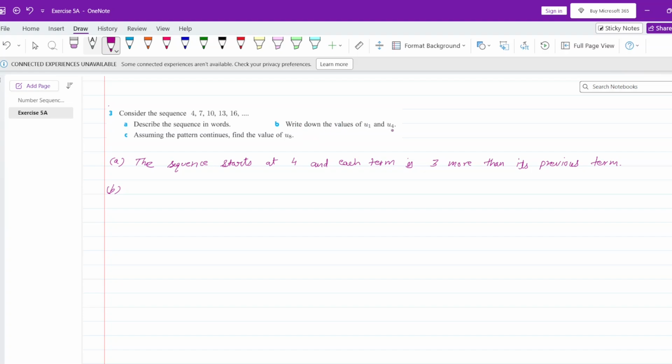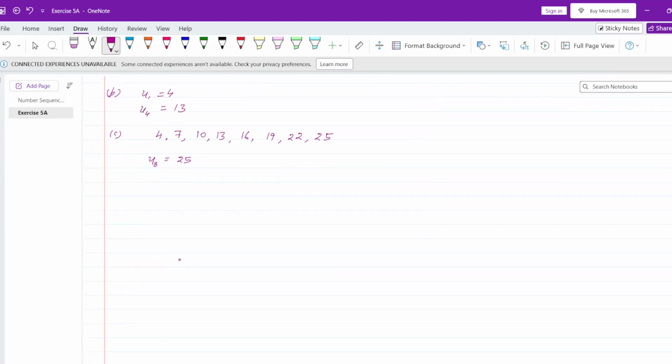Write down the values of u1 and u4. So u1 is 4, u4 is 1, 2, 3, 4, 13. Assuming the pattern continues, find the value of u8. So let's extend the series. 4, 7, 10, 13, 16, 19, 22, 25. The u8 is 1, 2, 3, 4, 5, 6, 7, 8. u8 is 25. Let's go to the next question.